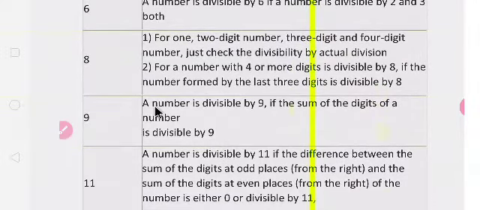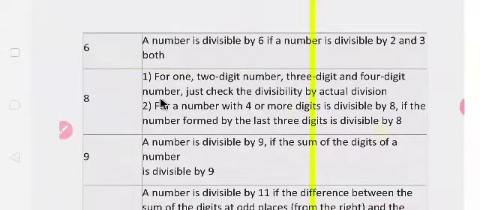Then 9. A number is divisible by 9 if the sum of digits of the number is divisible by 9. And this 9 is similar to 3. In 3 also, if the sum of digits is divisible by 3, then we can say that the number is divisible by 3. So you can remember that 6 is a multiple of 2 and 3. It means if a number is divisible by both 2 and 3, then it is also divisible by 6.